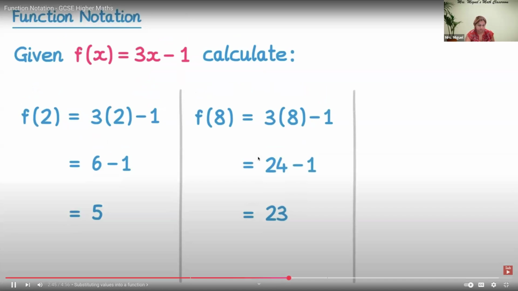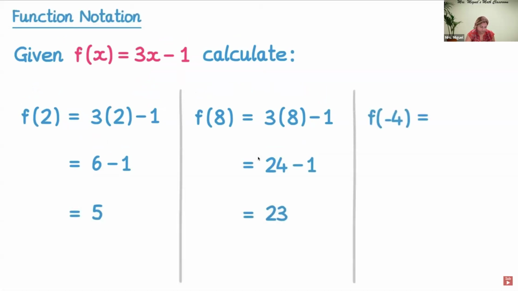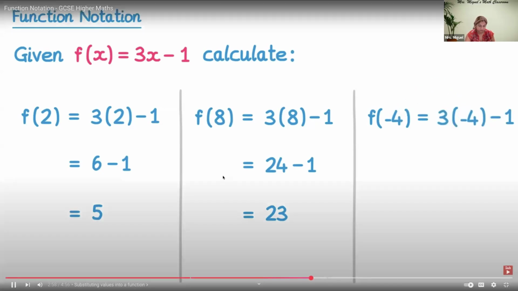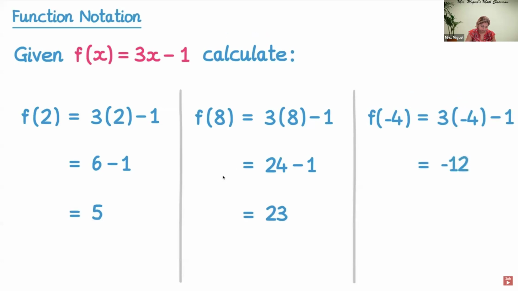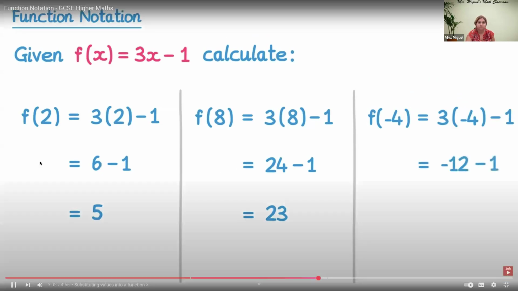And then the final question, f of negative 4. So we'll write down the output again, 3x minus 1, but change the x's to brackets. So 3 bracket minus 1, and inside the bracket we'll put that negative 4. So we have 3 times negative 4, which is negative 12, and then take away 1. Negative 12 take away 1 is negative 13.